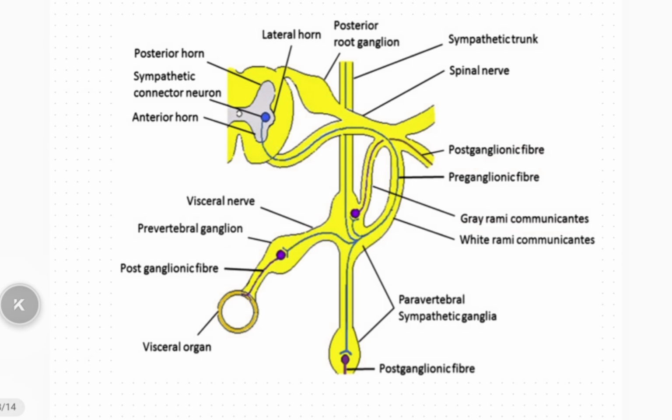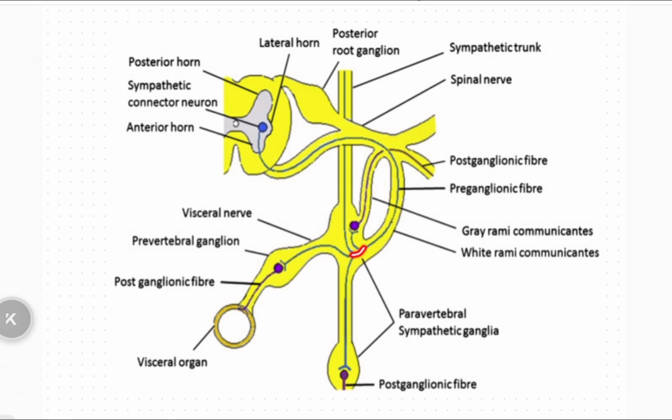Okay, so this is one course of the neuron in the paravertebral ganglia, and another course could be that it arises from the lateral horn, follows this white rami communicants, and it may go downward to another chain ganglia, or it may go upward to form another chain ganglia, but it may also live on its own without following these gray rami communicants. Okay, and it may form ganglia outside the chain ganglia, which we call prevertebral ganglia. Got it?